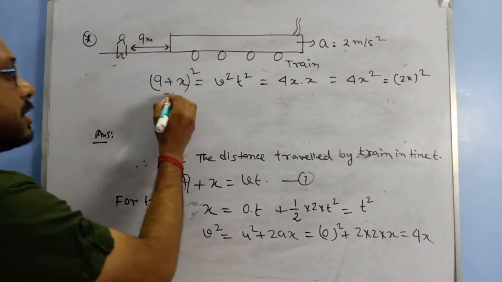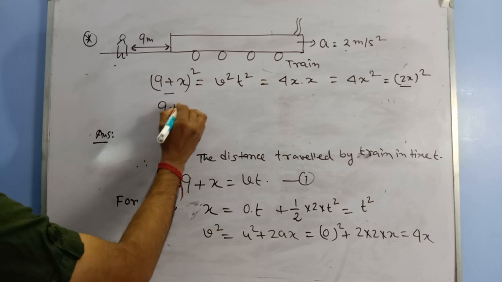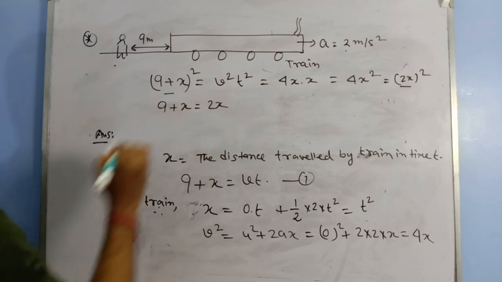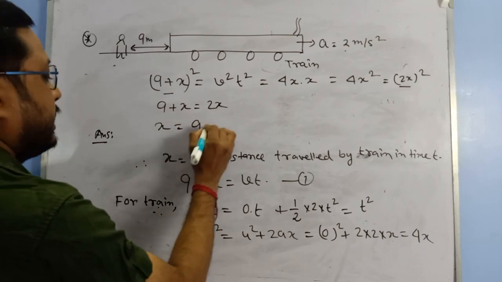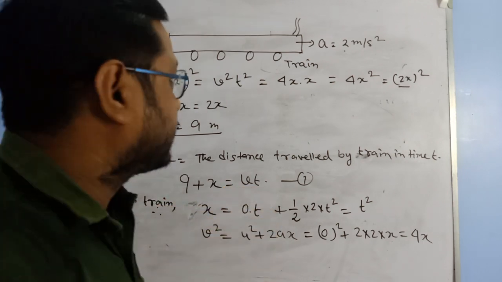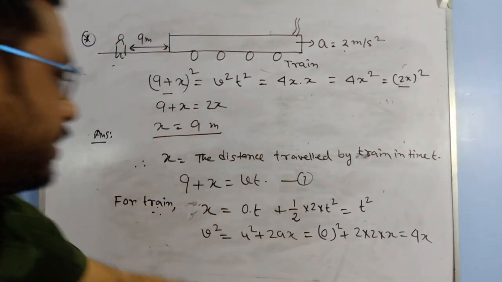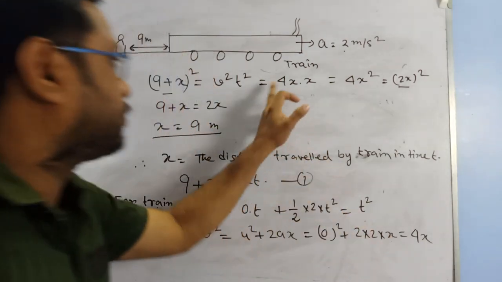So 9 plus x square is equal to twice x square. So we can get 9 plus x equal to twice x, or x equal to 9 meter, okay. 9 plus x square equal to v square t square. In place of v square we can write 4x, in place of t square we can write x, then 4x into x equal to 4x square.